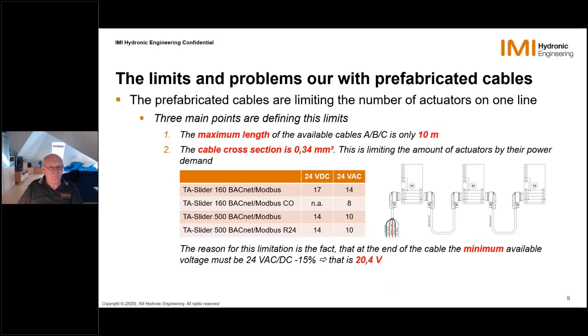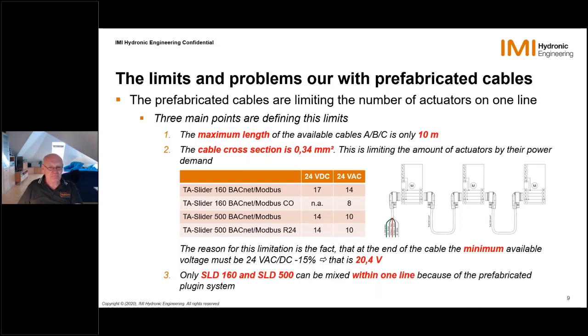It's important to know that the current taken by each actuator is increasing step by step from the end to the beginning of the line. And then the resistance of the cables is reducing the voltage, of course. There is only the possibility to integrate the slider 160 and the slider 500 into these lines, because only these two types of actuators can practically use these prefabricated cables.